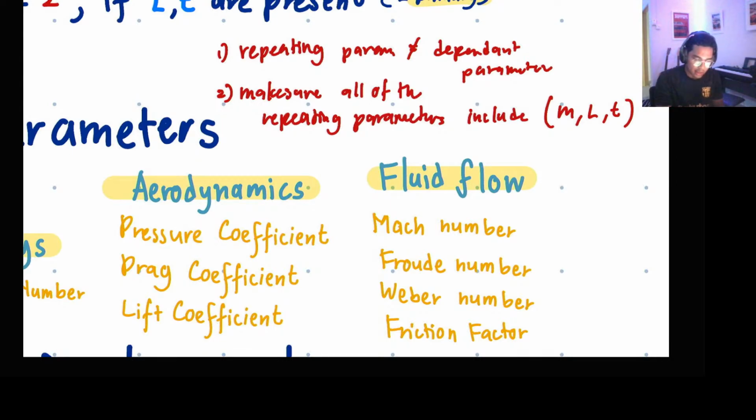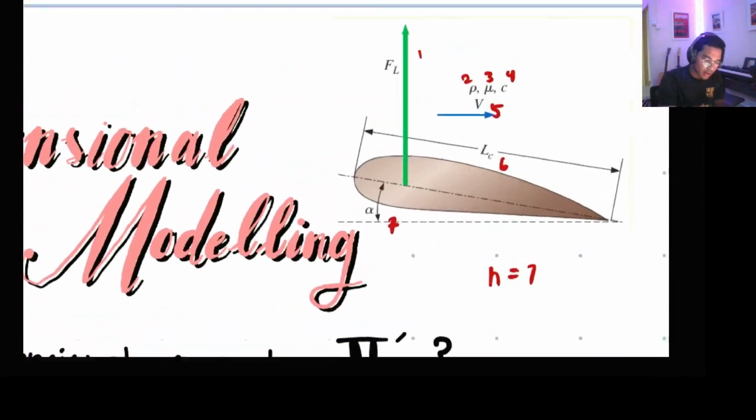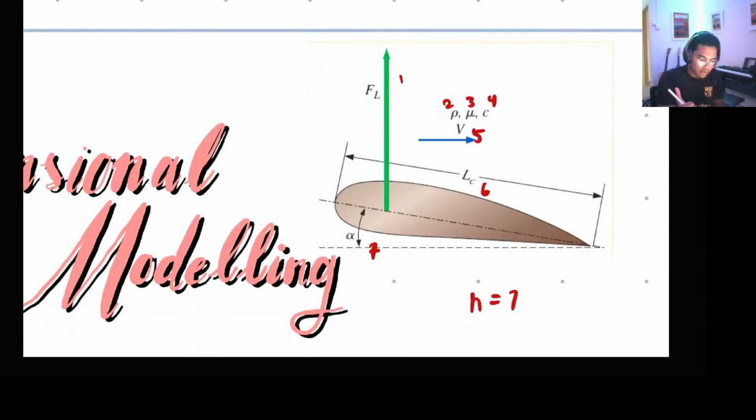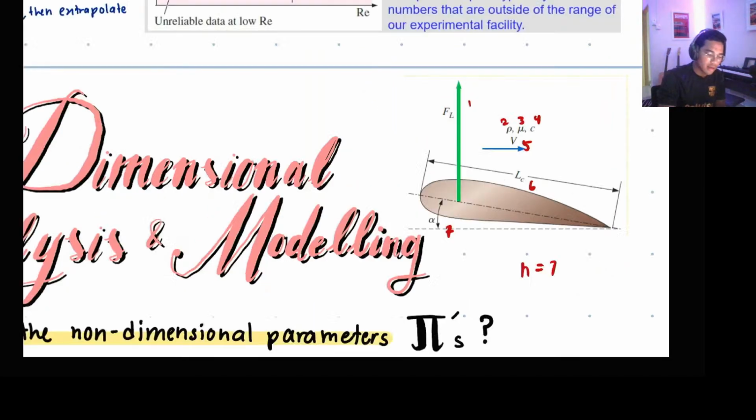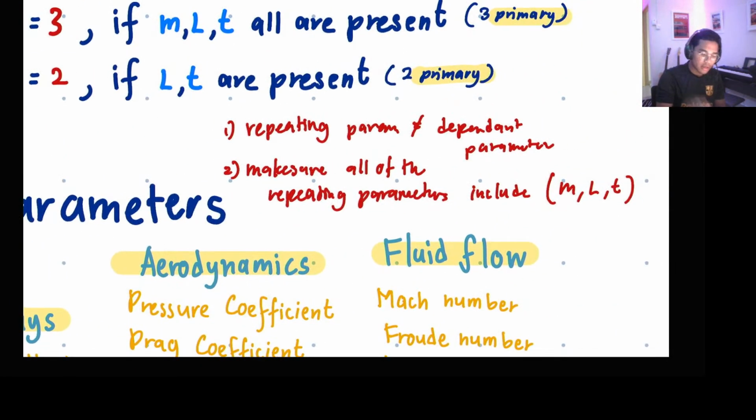Okay, for example, we are choosing the velocity, the density, and also the characteristic length. Characteristic length is L. Velocity is length over time. There's also time. And then there's density, which is mass over volume. So there's mass, there's length, there's time. So that is complete. So the repeating parameters need to complete all of the primary dimensions.